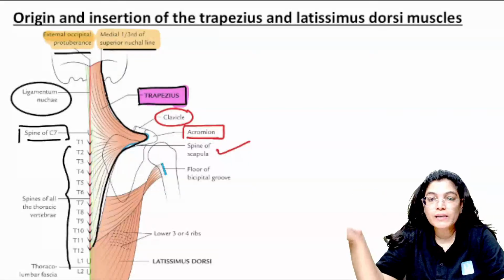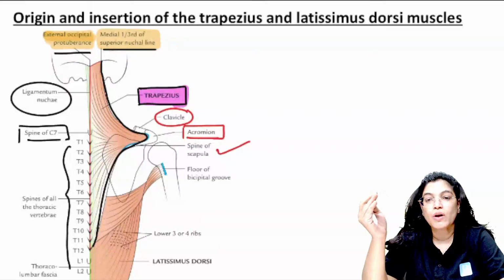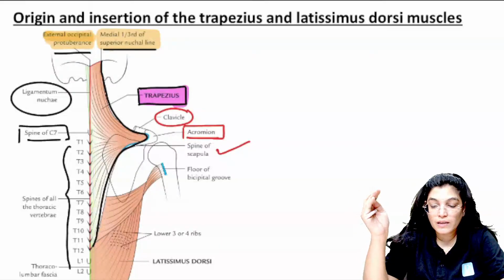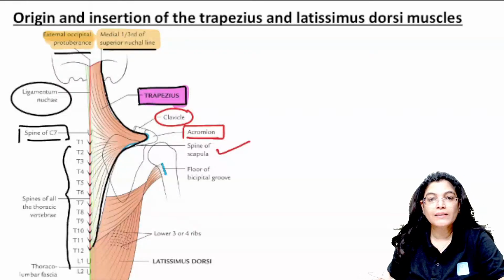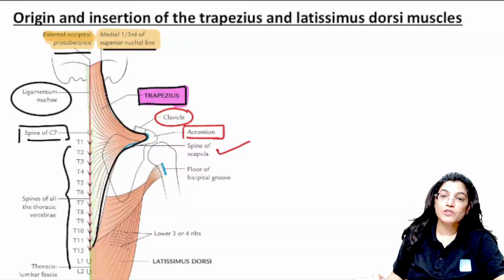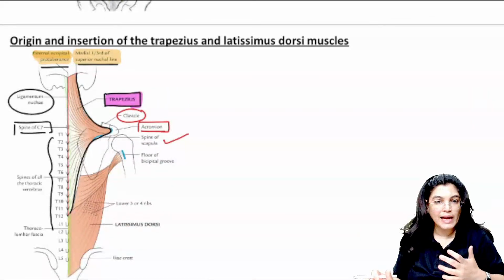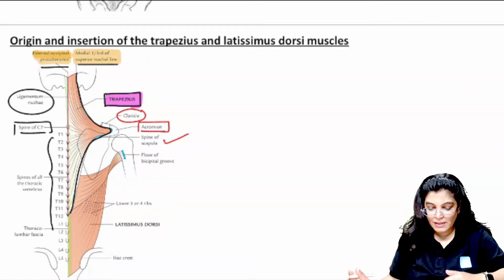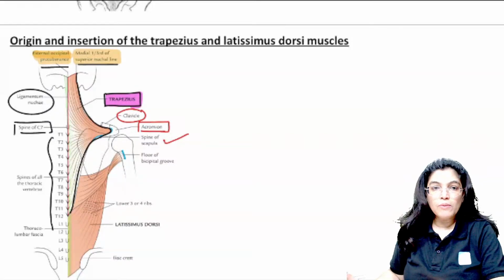Where is the deltoid tubercle located? It is a bony landmark of the scapula, located at the junction of the medial and middle 1/3 of the spine of scapula. So in short, we are done with the attachments, that is origin and insertion, of the trapezius muscle. Is it okay? Don't worry, I will write everything. So we have done the trapezius muscle.